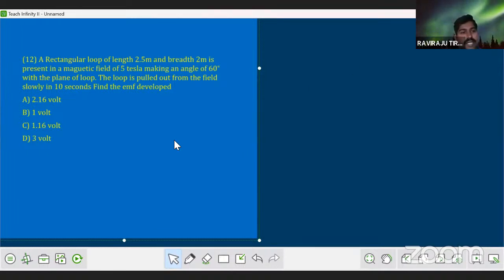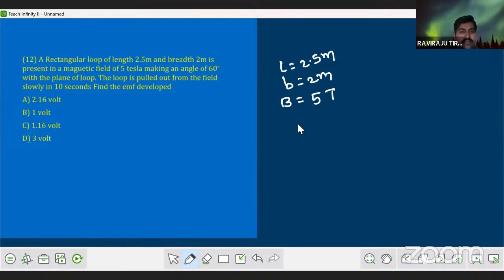A rectangular loop of length 2.5 meter and breadth 2 meter is present in a magnetic field of 5 Tesla. What is the information given? Just we can write. What is the length of loop given? 2.5 meter. And of course, breadth is given 2 meters. And magnetic field or magnetic induction is given 5 Tesla. And it is given that the magnetic field is making an angle 60 degrees with the plane of the loop.